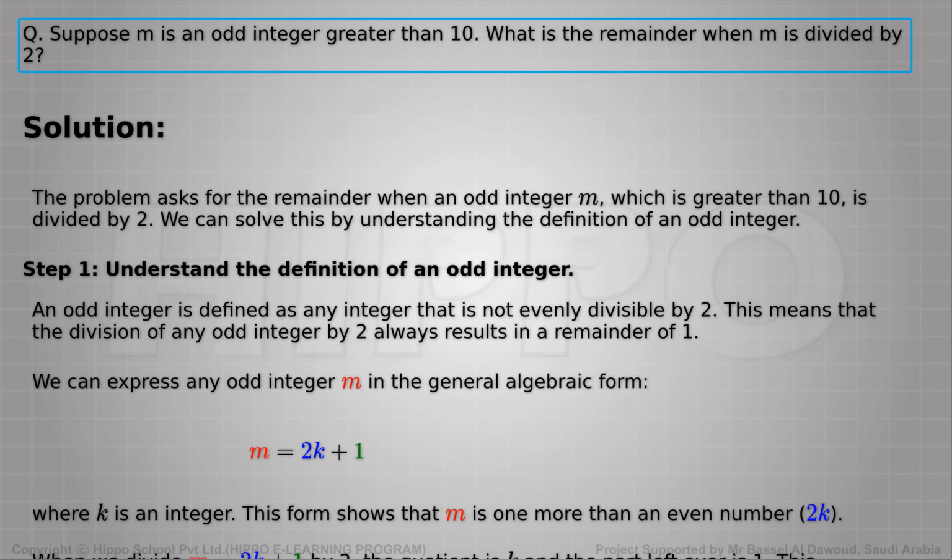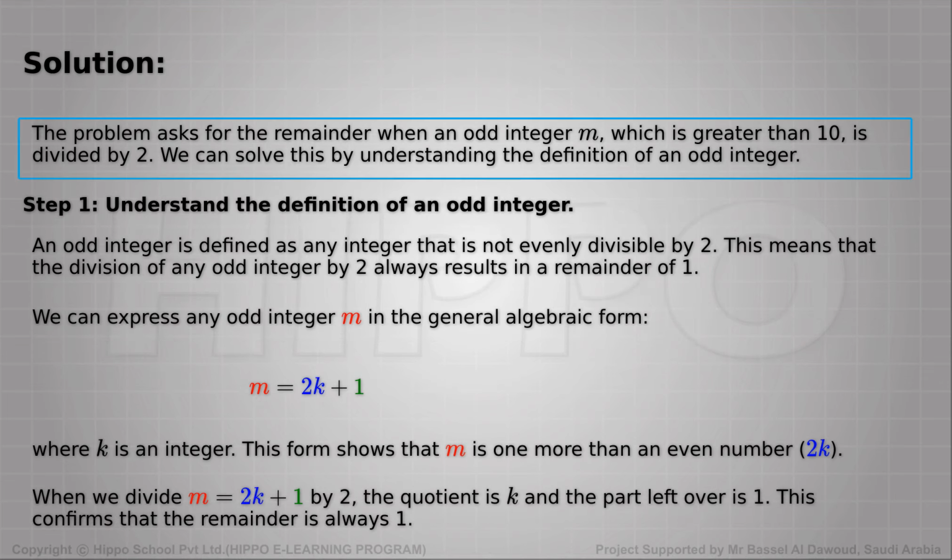Alright, class, let's take a look at this next problem. It's a number theory question, which often seems simple but really tests our understanding of fundamental definitions. The question says, suppose m is an odd integer greater than 10. What is the remainder when m is divided by 2? Let's break this down together.